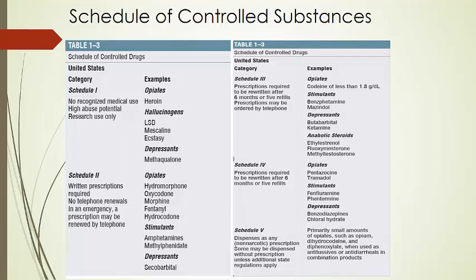Your Schedule 3 is your codeine mixes, other lesser stimulants, ketamine, barbiturates, things like that, some of your steroids. Your Schedule 4 is your things with small amounts of opiates like your tramadol, stimulants like your phentermine, which is usually more of an appetite suppressant, your benzodiazepines. And then Schedule 5 is where you have some small amounts of opiates, like your antitussives or your antidiarrheals, where it's in combination with something else.